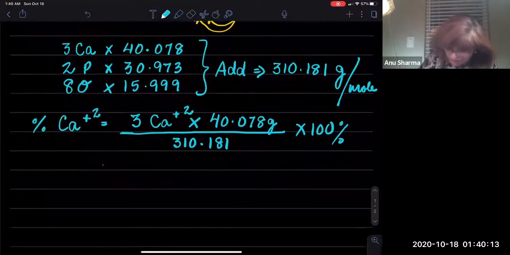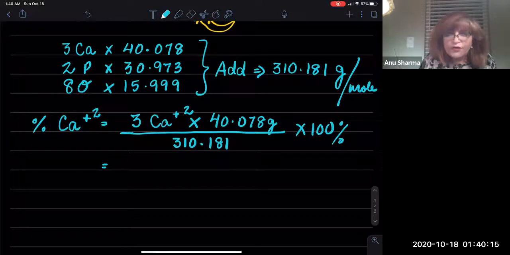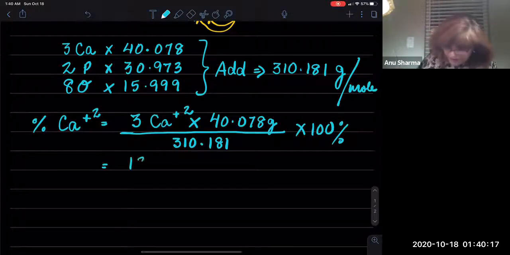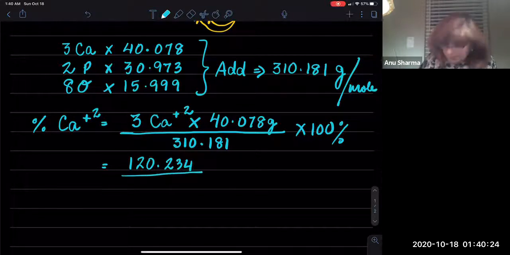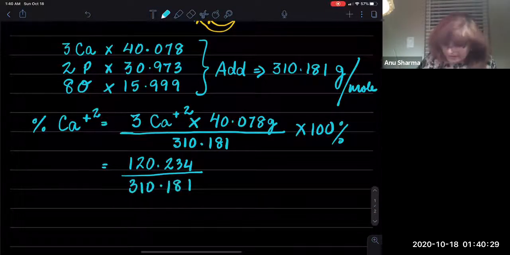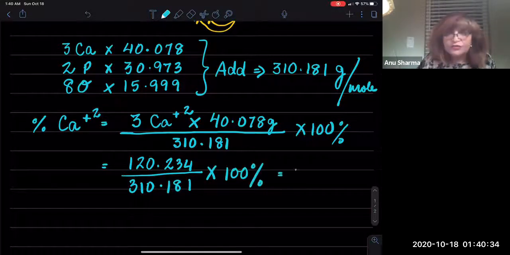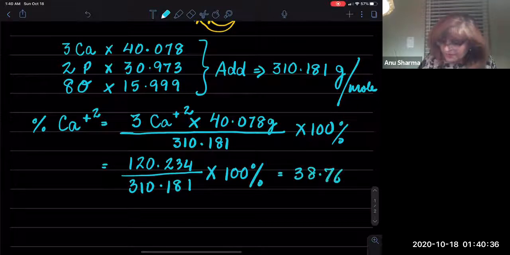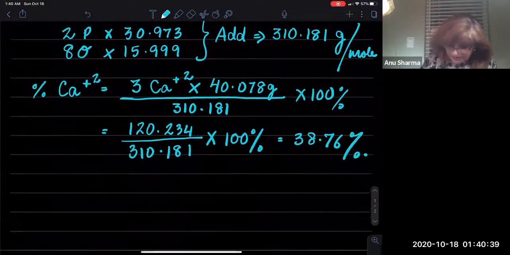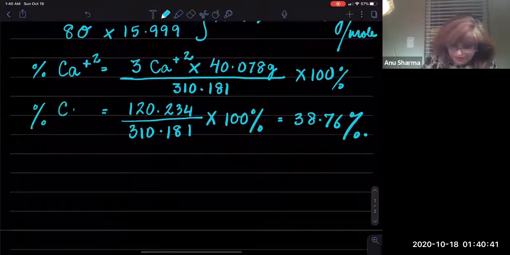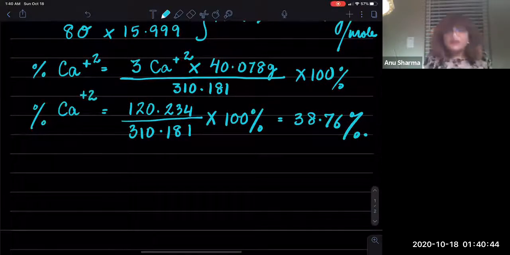So this is equal to 3 times 40.078, which is 120.234, divided by 310.181 times 100%. And this whole thing comes out to be 38.76%. And that's the percentage of calcium ions. Okay, so that +2 is just a charge.